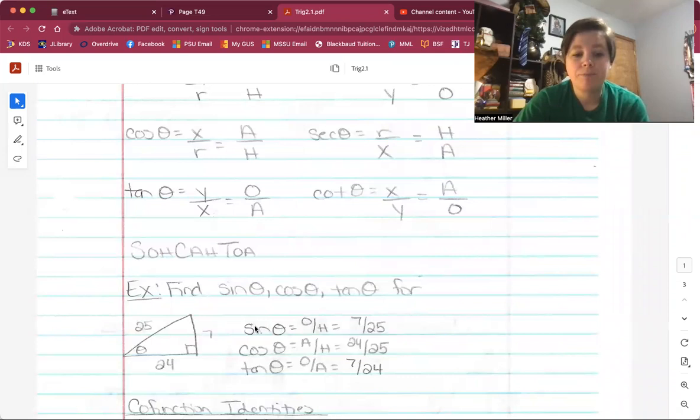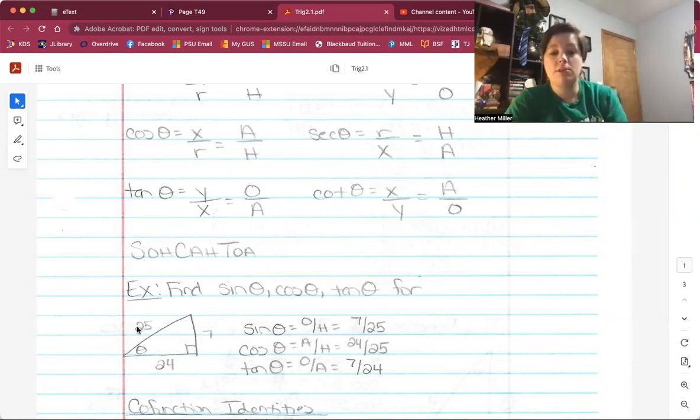And so the sine theta is the opposite over the hypotenuse. So opposite of theta would be 7 over the hypotenuse, which is 25. 7 and 25 have nothing in common, so there's nothing to simplify. That is the end of it.